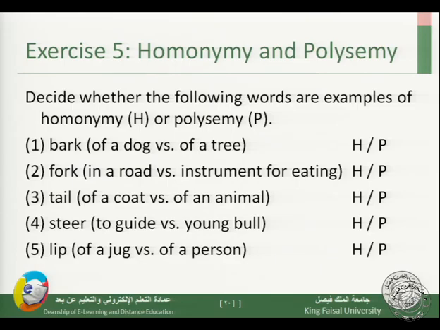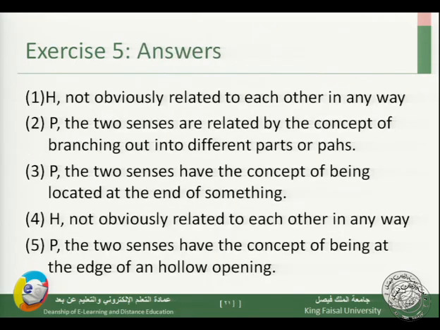Number five, lip. If we talk about the lip of a jug or the lip of a person, is there something that can be associated between the two? Is there a shared relationship or a similar sense between the two? Yes, okay, they are closely related to each other. They can mean the edge of a hollow opening. So the lip of a jug is at the edge of a hollow opening, and so is the lip of a person. So we say these two are polysemous. Okay, and here are our answers, with the explanations of why we considered some homonymous and why we considered the others polysemous. Hopefully you reach the same conclusions as we did.